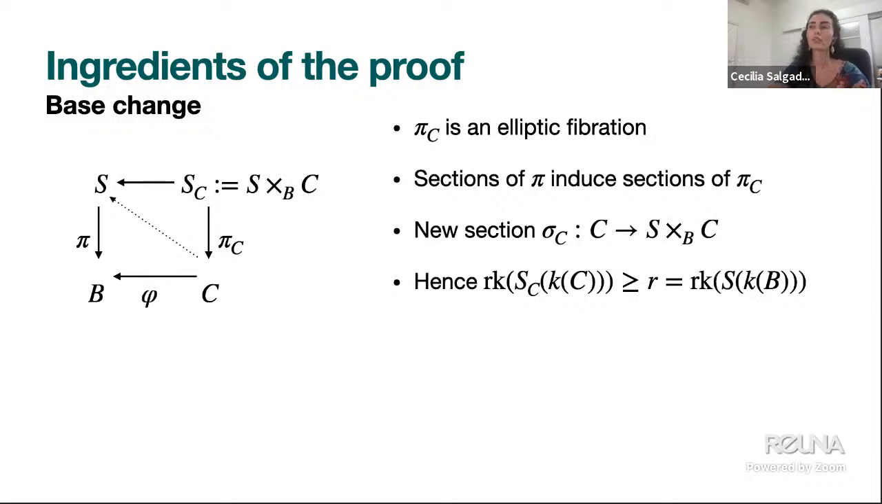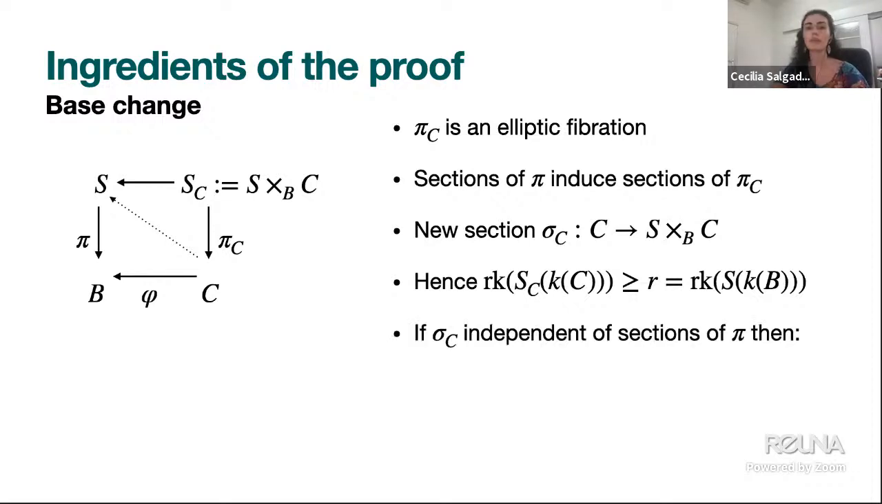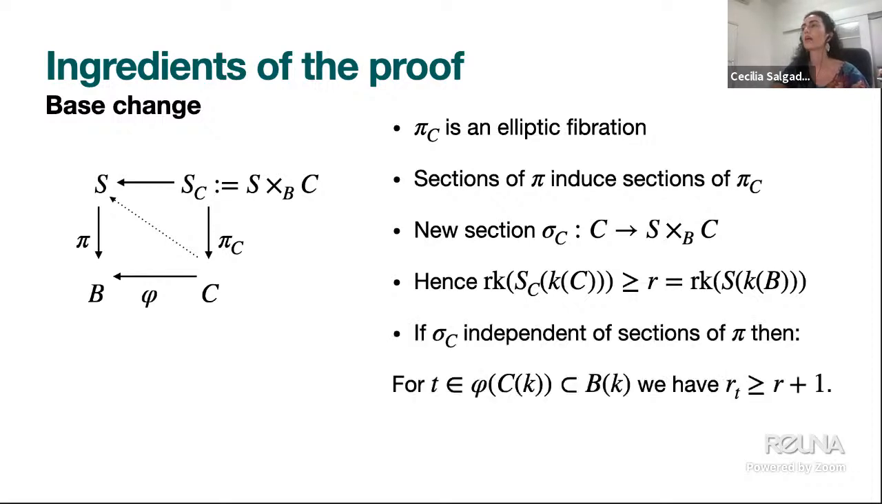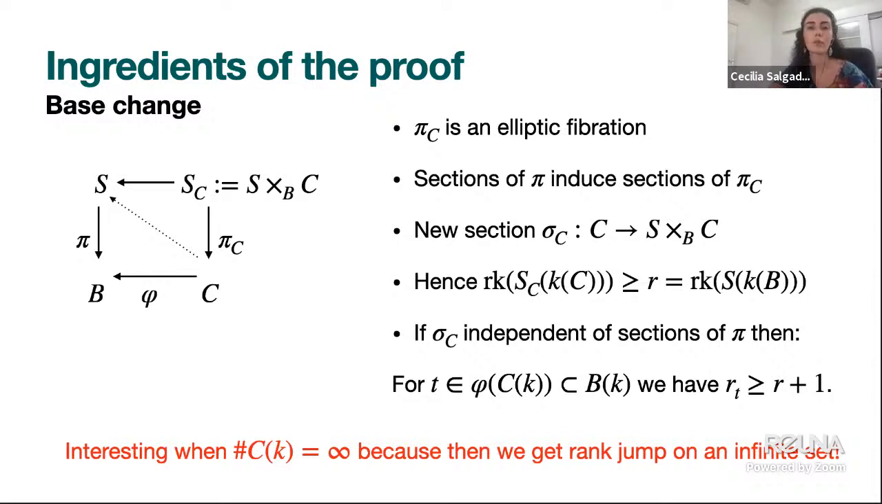But if this new section is not dependent on the sections that I had in S, then I can say that mapping back via phi, I get curves for which the rank jumps. And now you have all the right to ask me, well, so what? Why is this nice? How do you get an infinite set for which the rank would jump? Well, choose C well enough. And therefore, I need S rational or maybe K3 to produce a curve C that has an infinite number of rational points.